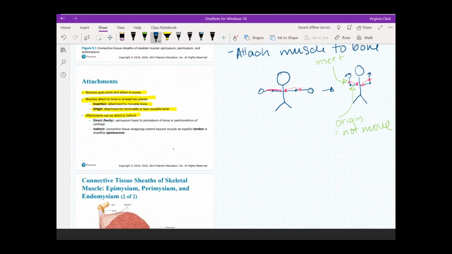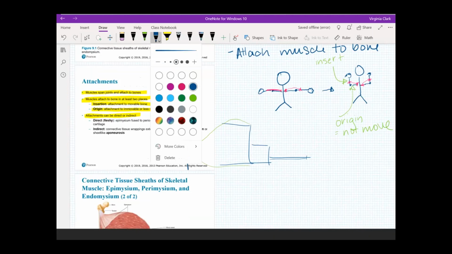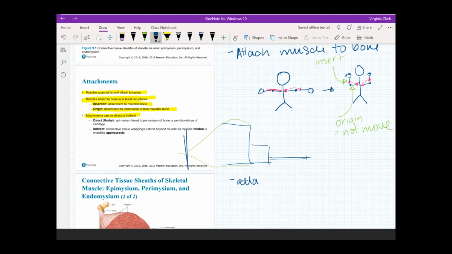So remember, here's my straw, here's my fascicle, and here's my actual muscle fiber. My actual muscle. So attachments can be direct or indirect. They can actually be attached directly to something, or they can essentially take this connective tissue that's around it, grab that together, and then that can be directly attached to something. So attachments to bone, not just things, are considered direct or indirect.